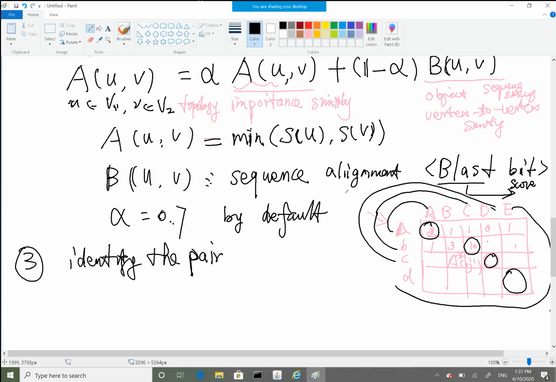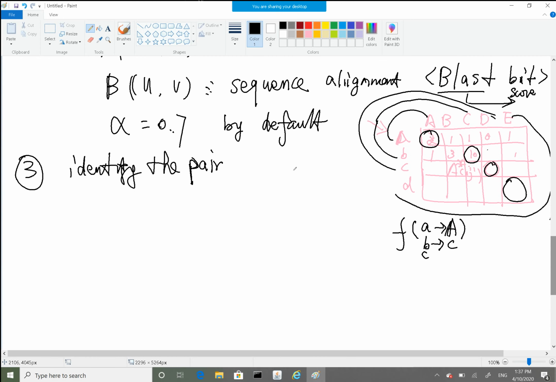You need to figure out this F. For this F, A goes to the capital A, and what is the score? And you have B going to the capital C, what is the score? And you have C, let me move it a little bit down. C goes to D, what is the score? And D goes to E, what is the score? So step 2, figure out this matrix, and step 3, you need to figure out this guy.